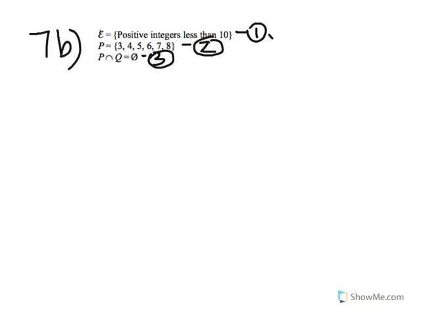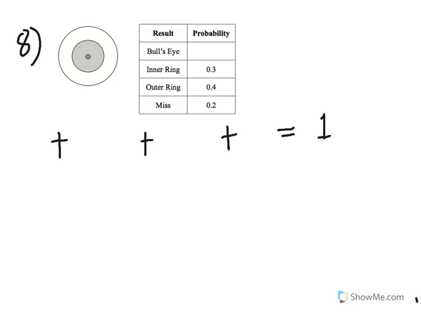So now think about this. You're being asked to find all the possible members of Q. If P and Q have nothing in common, that means Q must be all the numbers that aren't in P, right? So Q is equal to 1, 2, and 9, since P and Q have no common numbers. So it should be the numbers that aren't in P and are less than 10 still. So yeah.